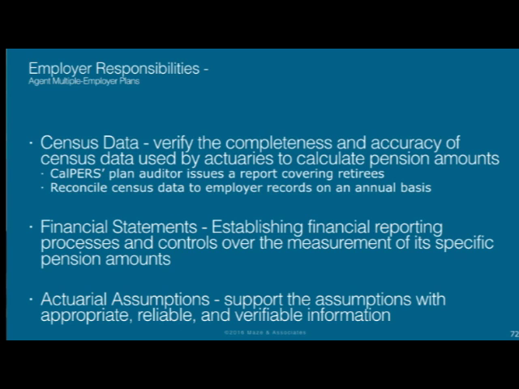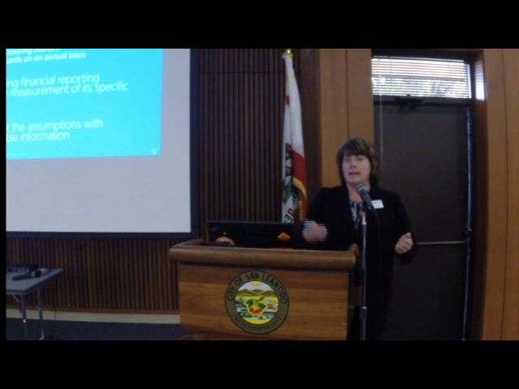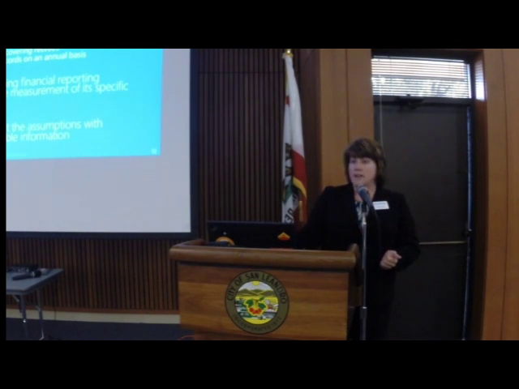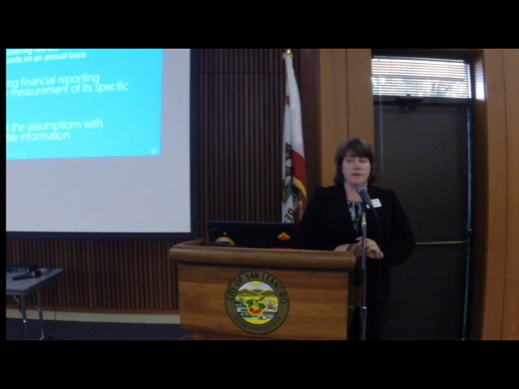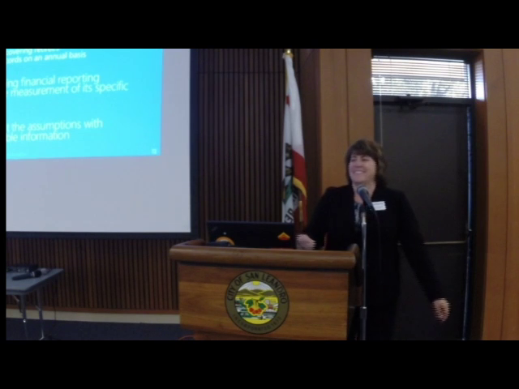And finally, the actuarial assumptions. The assumptions need to be supportable and supported when you're in an agent plan. Again, you're relying upon the information from CalPERS. If for some reason you don't agree with the actuarial assumptions that CalPERS is using, then you would need to go out and get your own actuary. So you want to make sure that you're assessing that information each year. And of course, if you have a standalone plan, you're usually the one selecting the actuarial assumptions, so they need to be reasonable and you need to agree with them. Well, why would you select them if you didn't agree with them? But you know what I mean.